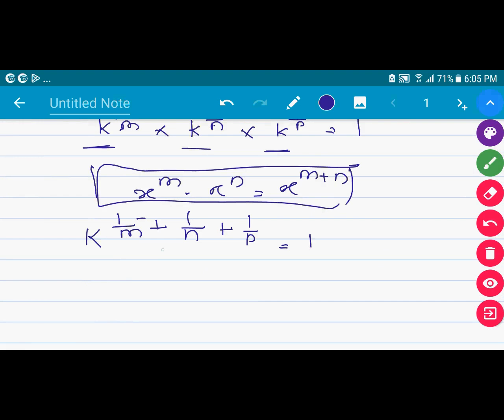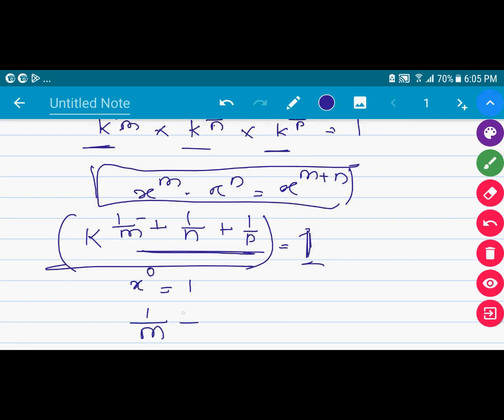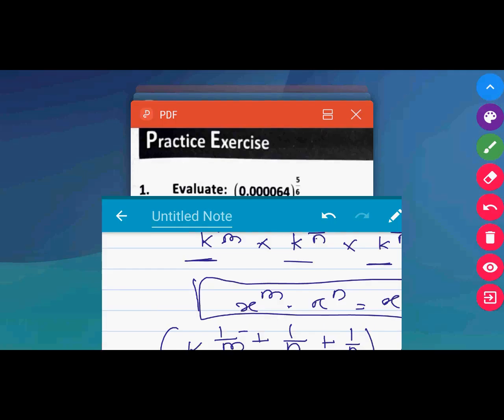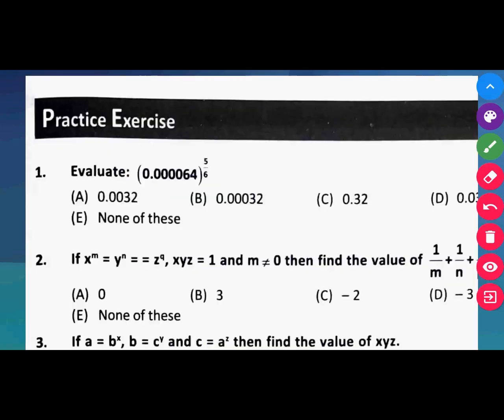Now we had learned one more exponent formula that shows x raised to 0 is equal to 1. If any rational number's exponent answer is 1, that means its power is 0. So 1 upon m plus 1 upon n plus 1 upon p is equal to 0. So our answer is 0.